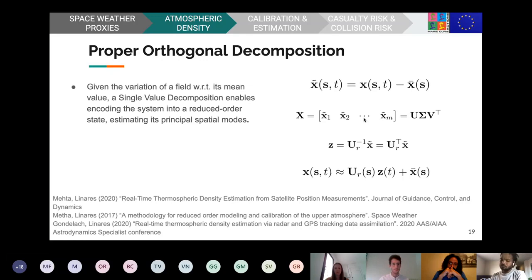To do this, we perform what's called a singular value decomposition, in which we take snapshots of the field in which we're interested, and then we compute basically the U matrix in the equation on the right, whose first R rows can then be used to build the Z vector, which is a reduced order representation of the state X. For computer scientists, you can think of this as a compression of the system. Then this can be used to reconstruct the original field, which is the density.